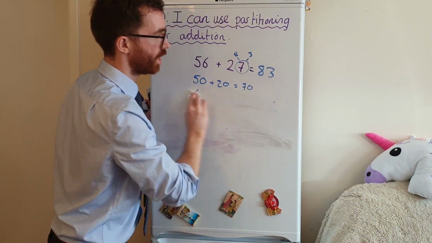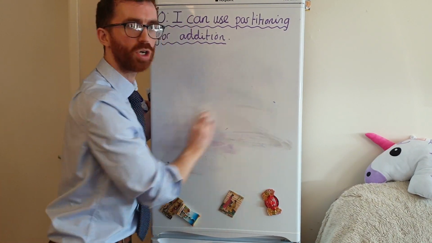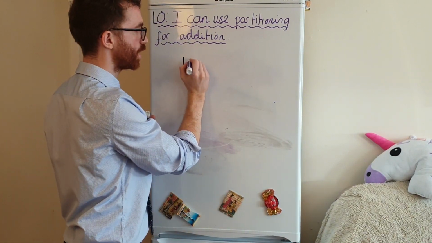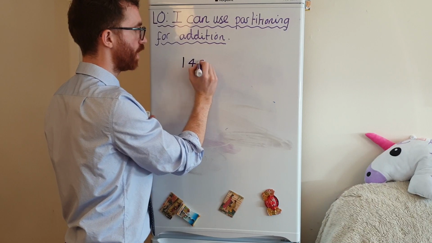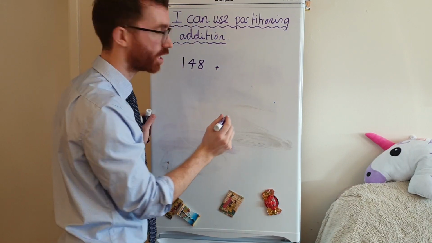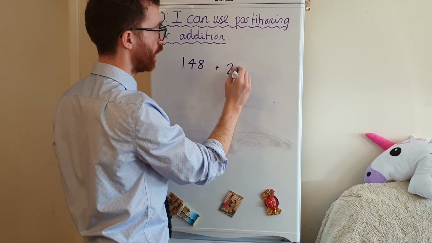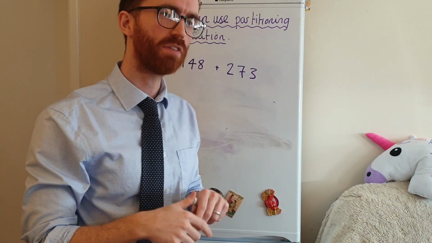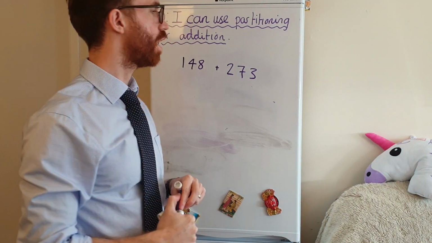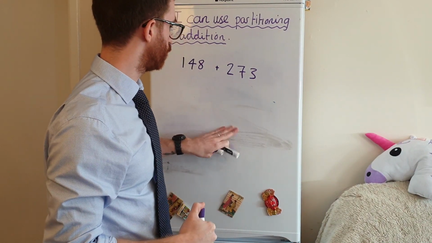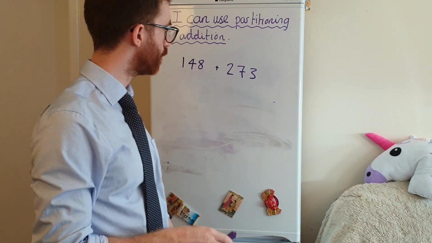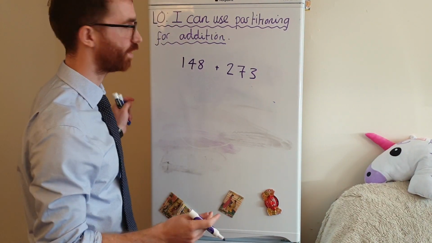I'm going to do something in the hundreds, make it a little bit more tricky. So, we've got 148, and we're going to add 273. Okie dokie. How about you have a little go, and then I will model it for you afterwards. Pause. Okay, now you're back. Let's see if you did a similar system to me.